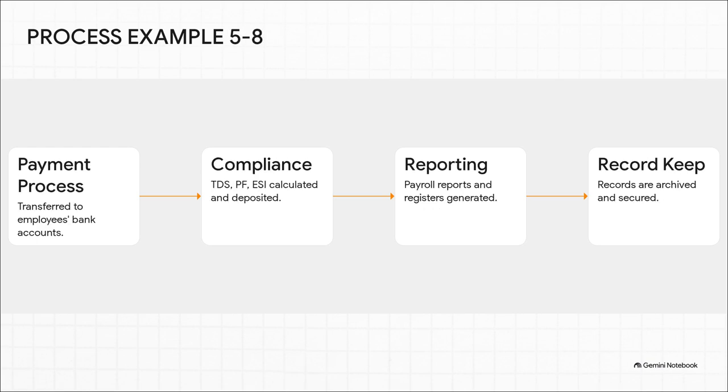Once it's approved, we hit Step 5, payment processing, where funds actually transfer to the employees' bank accounts. But happening right alongside that is Step 6, which is absolutely critical, statutory compliance. Think about it. If you calculate and deduct taxes like TDS, Provident Funds, or ESI, but then fail to deposit them correctly with the government, the legal backlash is going to be severe. Finally, the process is tied off with Step 7, generating reporting, and Step 8, strict record retention for future auditing.